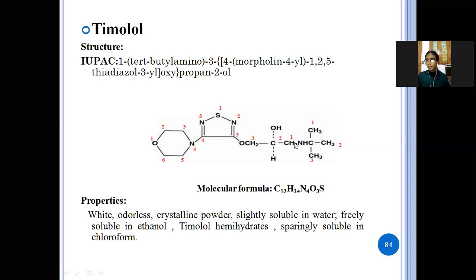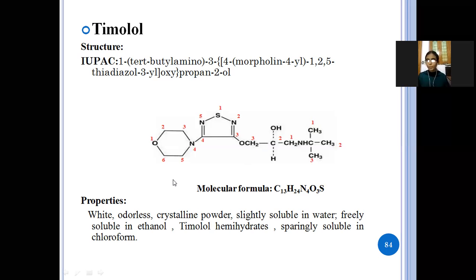In second position, a hydroxy group is there. So propan-2-ol. See here in the structure, 1, 2, 3, propane. In first position of the propane, tert-butylamine. And here in third position, the 1,2,5-thiadiazole. For this thiadiazole, in fourth position, the morpholine structure is attached, and in the third position, the oxy group is attached.